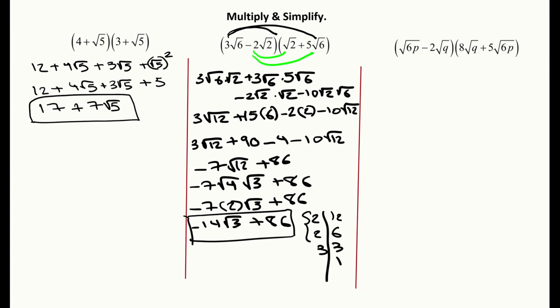For the last one on this page, we're going to be distributing the square root of 6p into the next set, and also when we're finished we'll distribute the -2 radical q. So when we do so, we end up with 8 radical 6p radical q plus 5 radical 6p times radical 6p.